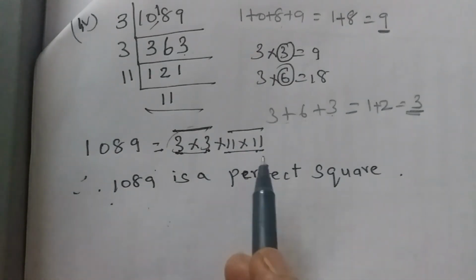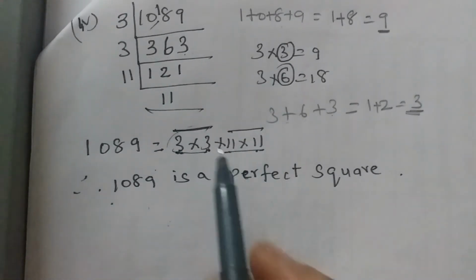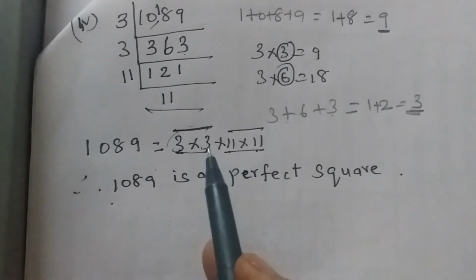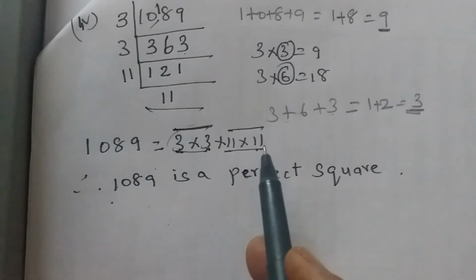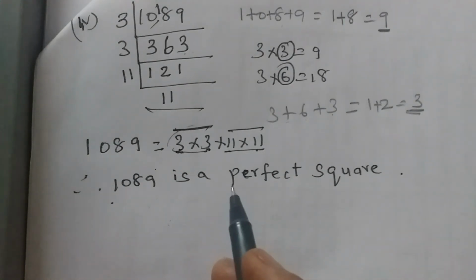So you got it? You understood how to check whether it's a perfect square or not? Do the prime factorization and check whether you got two same prime factors. If they have two same prime factors, then it is a perfect square. Otherwise, it is not a perfect square.